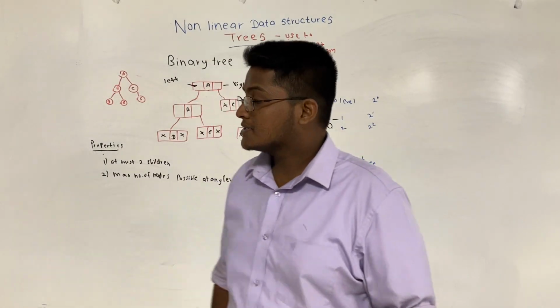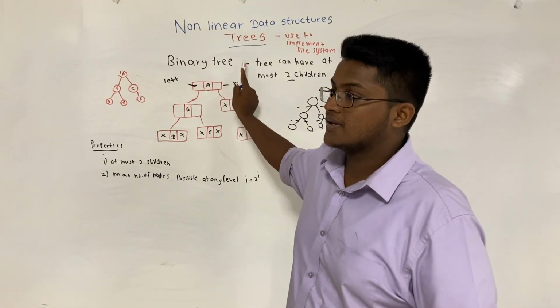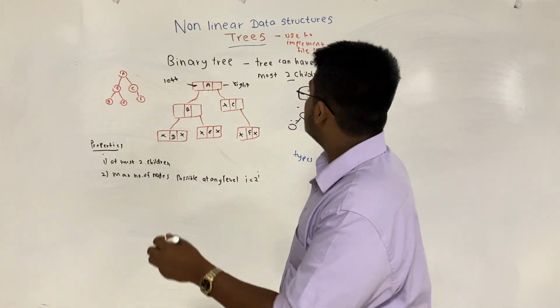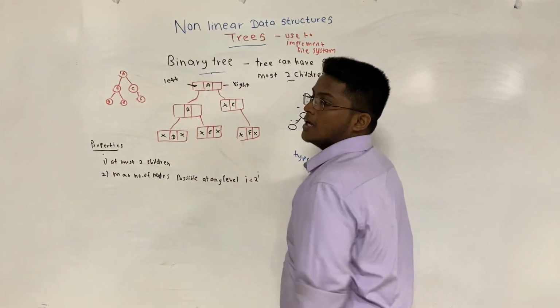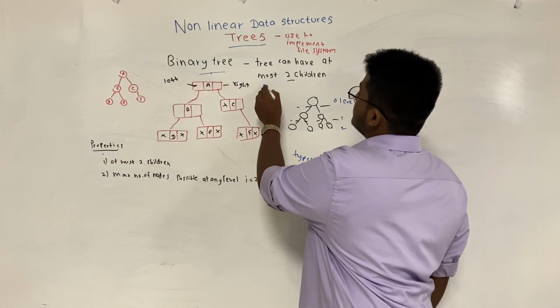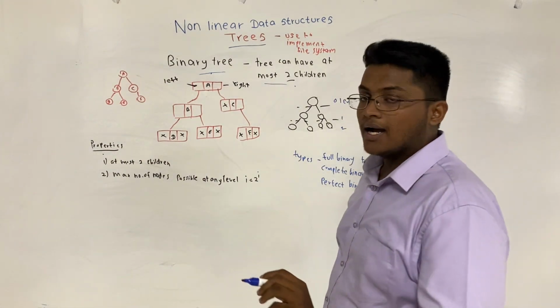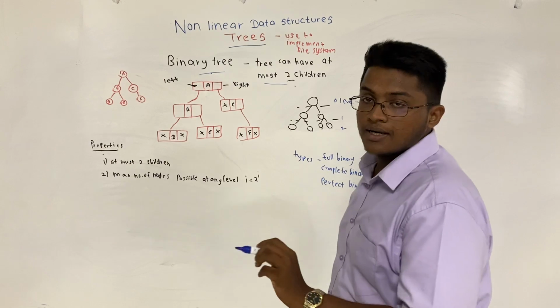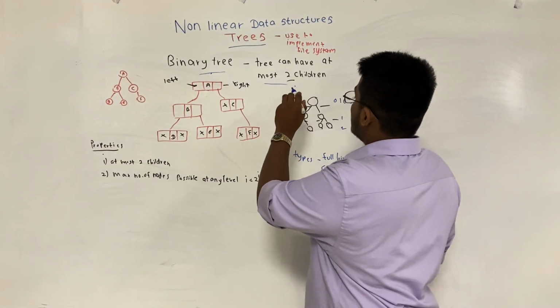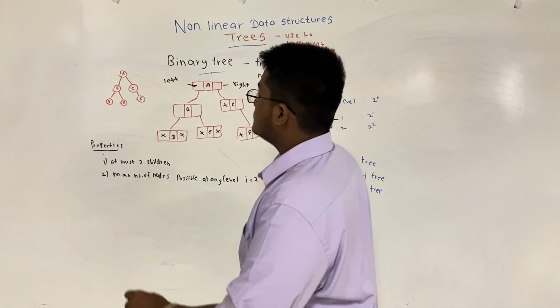Okay guys, now we will move on with binary trees, right? What is meant by a binary tree? In a binary tree, a node can have at most 2 children, right? Only at most 2 children. That is meant by a binary tree, right?